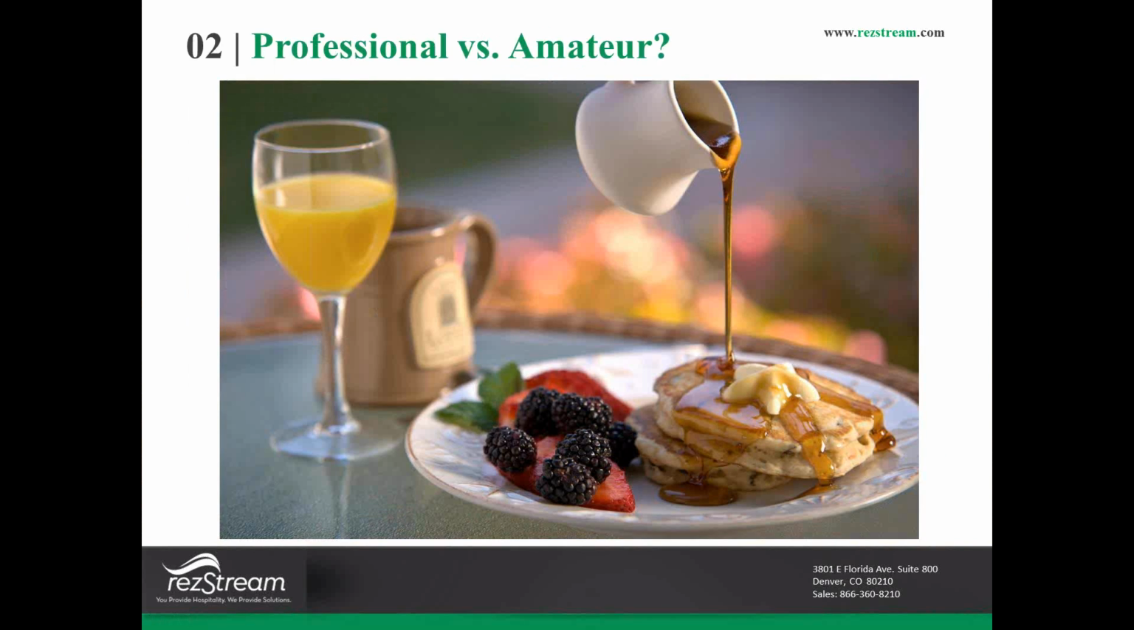Here's another example of just breakfast and how professional photography can really help sell some of your amenities, whether it be breakfast, dining, or a spa service, things like that.